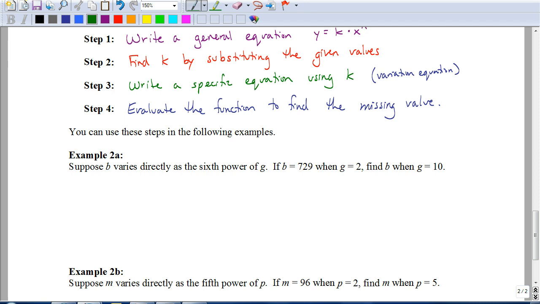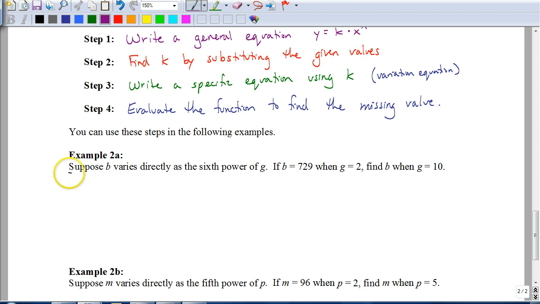I like to organize it visually, because when I first read this example, let's look at it. It says, suppose b varies directly as the 6th power of g. If b equals 729 when g equals 2, find b when g equals 10. Now when you first read that, there's a lot of information there, and we can't jump directly to our answer. I can't figure out what b is yet when g equals 10. That's not useful yet. We need to follow these steps, and you have to follow them. If you don't, you're going to get the wrong answer.